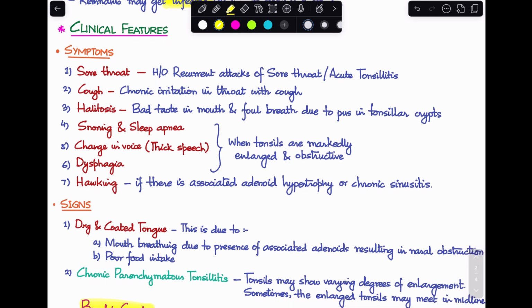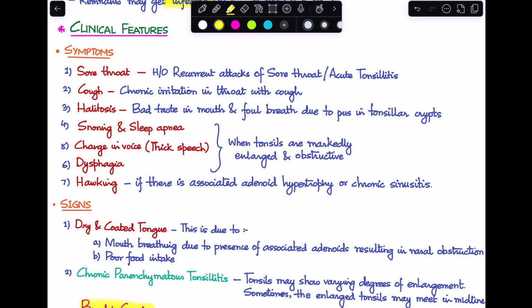Now, first we'll talk about the symptoms and then we'll discuss the signs, meaning what we see when we clinically examine the patient. First of all, the most common symptom that we see is sore throat. So, the patient will come to you with a history of recurrent attacks of sore throat, which are basically recurrent episodes of acute tonsillitis. When you take the past history, there will be multiple episodes in the past of similar upper respiratory tract illness and sore throat and difficulty in swallowing with fever, sometimes multiple times.